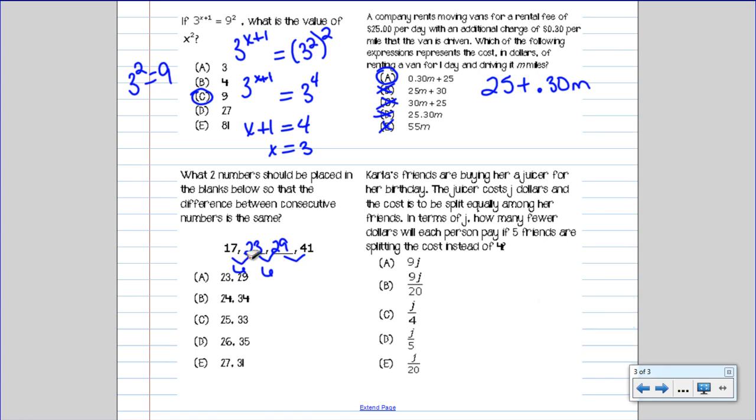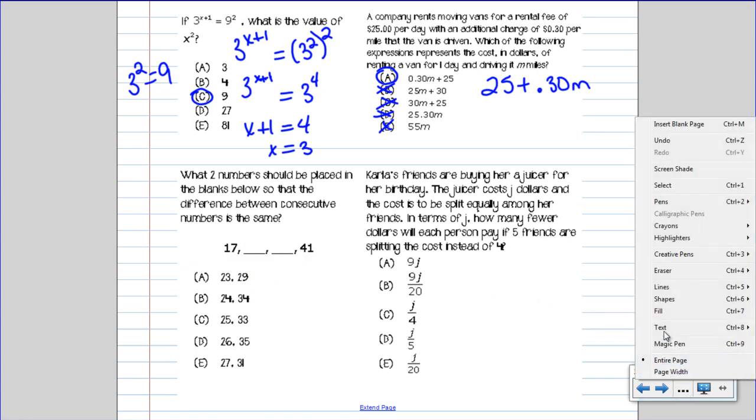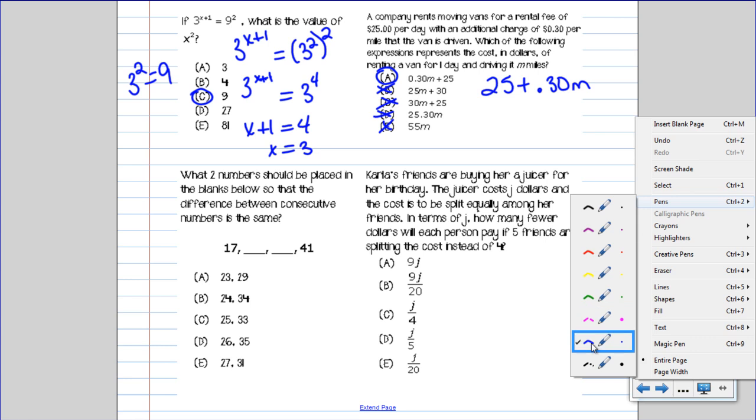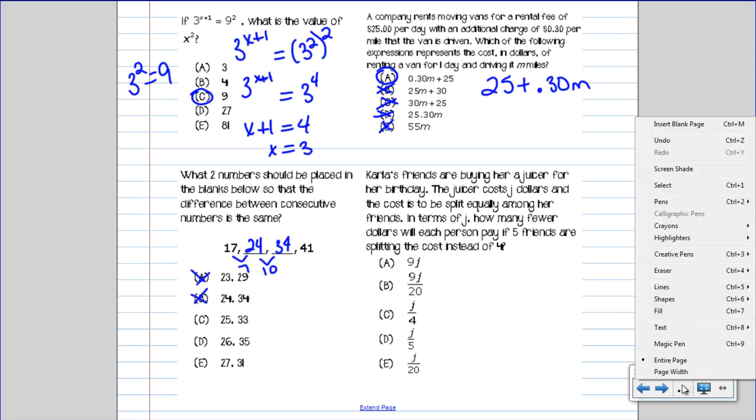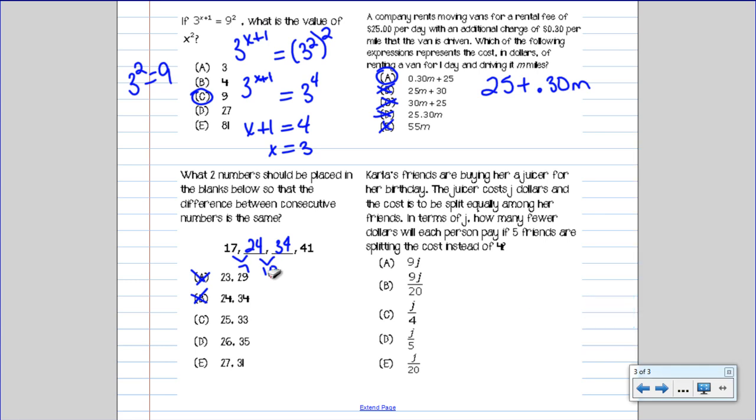So I'm going to grab two other numbers, and I'm going to plug them in, and I'm going to do the same thing. So I'm going to plug in my 24 and 34. Well, that means that I have to have a difference of 10, because that's what that difference is. Well, the difference between 17 and 24 is only 7. So those don't have the same difference either. So we have to do it again.